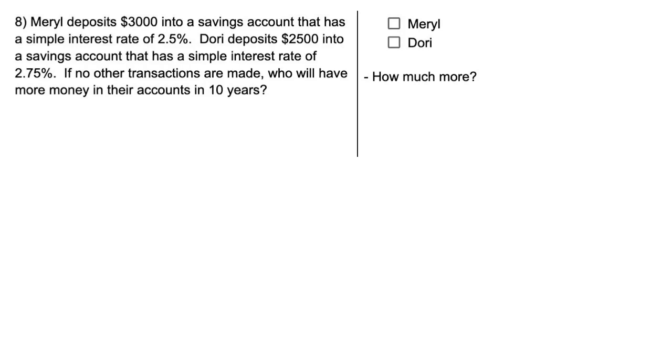Okay, this is our last question, and it is also an interest problem. Interest is the principal times the rate times the time. All right, so let's start with Meryl. Meryl deposits $3,000 at a rate of 2.5%. Dory deposits $2,500 with a rate of 2.75%. And they're both going to put them in for 10 years. Okay, so let me go ahead and do Meryl first.